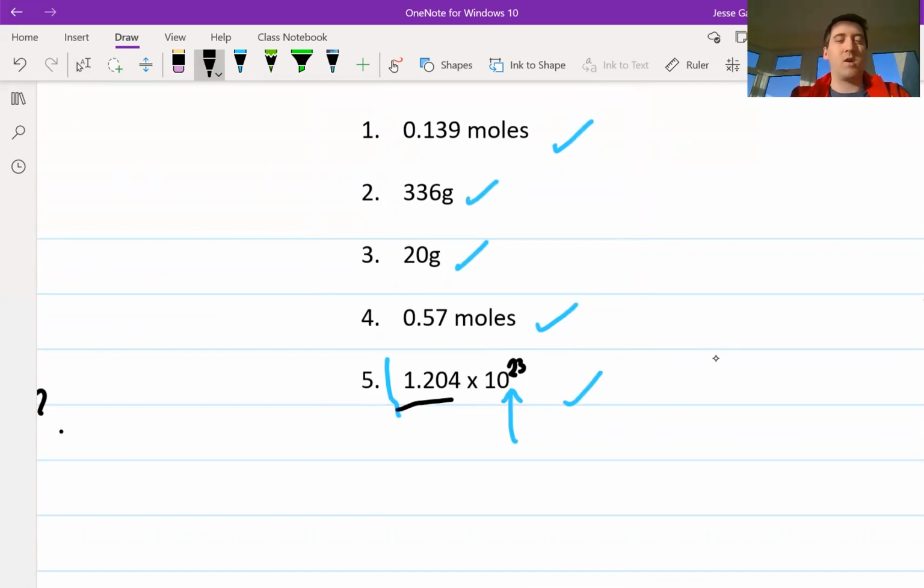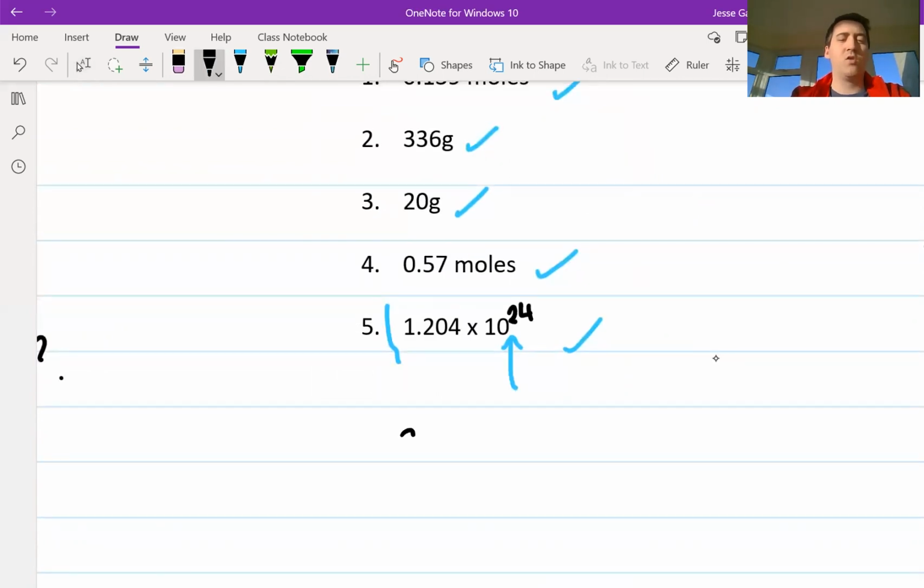Now, where did this number come from? Oh, and again, I have it wrong. It's not 23. It should be 24. Sorry, 24. 1.204 by 10 to the 24. Where did this come from? Well, I have 2 moles of the molecules. So if I had 1 mole, I would have Avogadro's number, 6.02 by 10 to the 23. But I have 2 moles, so I've got to make 2 of those. That gives me this number here, 1.204 by 10 to the 24.